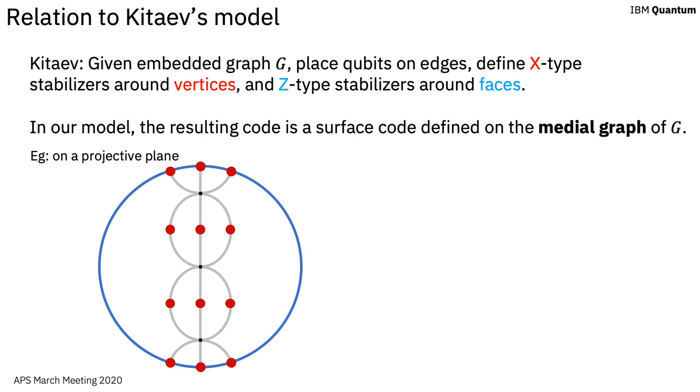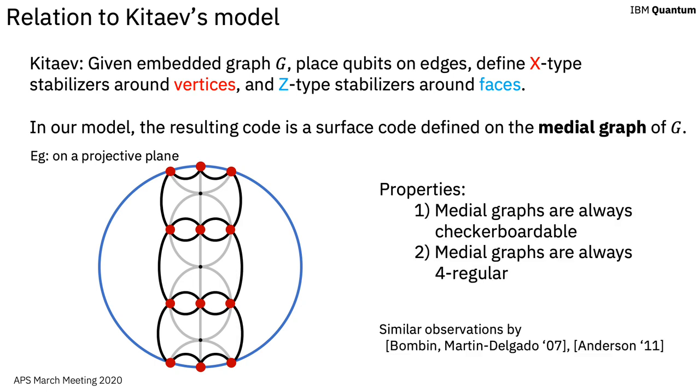We start with some graph, we associate qubits to the edges. And then in our model, the stabilizers have to be associated to faces. So we should make every vertex and every face in this graph into a face in this medial graph.